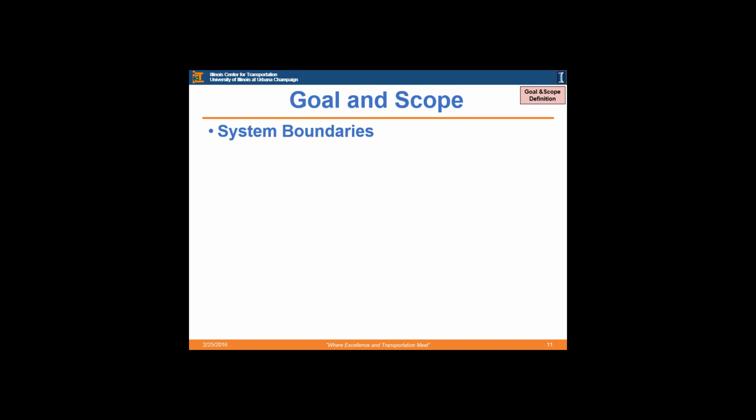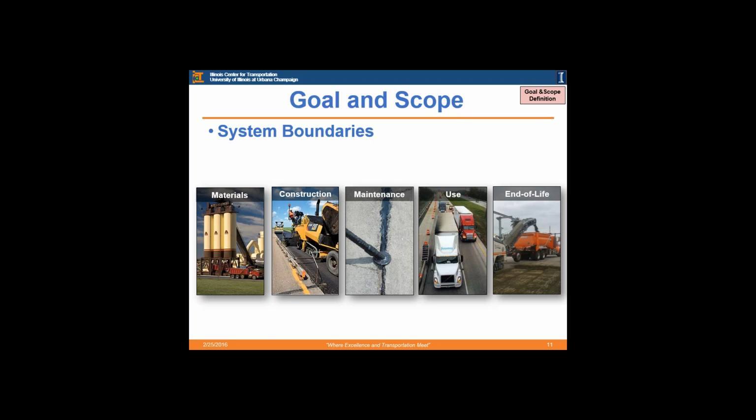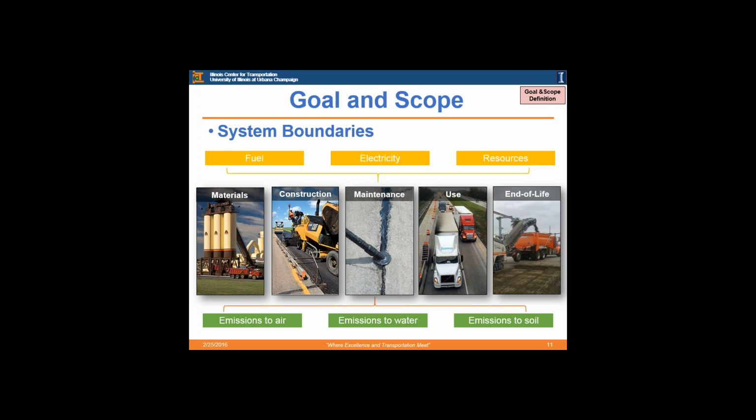Okay, so I'll just highlight each of the different steps that we just talked about. The system boundaries for the overall project include the 5 different LCA stages that are typically used for pavements. So we have materials, construction, maintenance and rehabilitation, use, and end of life. And as we mentioned before, the inputs are energy, also electricity inputs, and different resources. And then we also have the outputs: emissions to air, to water, to soil.